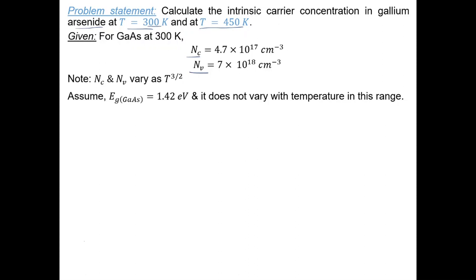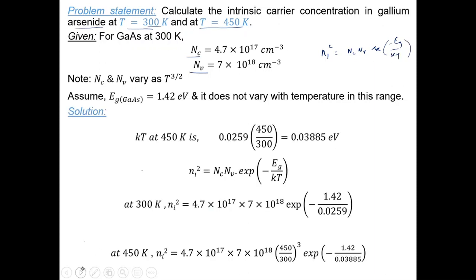So what do we do? You remember the relation: Ni square equals Nc Nv exponential of minus band gap over Kt, right? So this is what we are going to do here. We have the Nc value, we have the Nv value. We have to calculate it for 300 and 450 Kelvin. You need Kt, so you know the Kt value at 300 Kelvin, and as we did earlier, we can calculate the Kt value at 450 Kelvin.